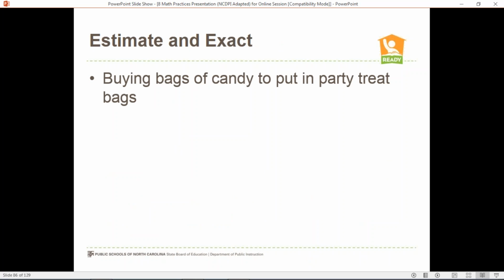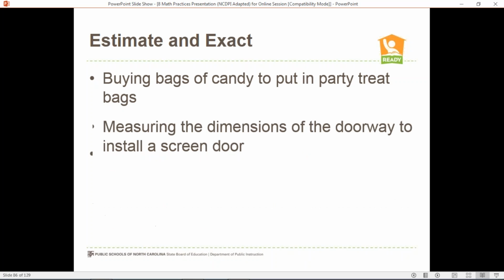So let's think about estimate or exact, right? When is real precision important and to what degree, or what degree of preciseness isn't important? So we think about proposing a variety of scenarios to kids, and of course this isn't on just one day, but over time, right? So if you're buying bags of candy to put in treat bags for your birthday party or something like that, do you count or do you make sure that you have exactly the right number of pieces of candy, or is it an about? Right? If we're measuring the dimensions of a doorway to put in a new door, is it important to be precise, or is it okay for that door to have gaps?